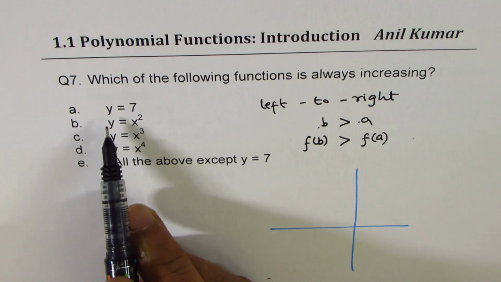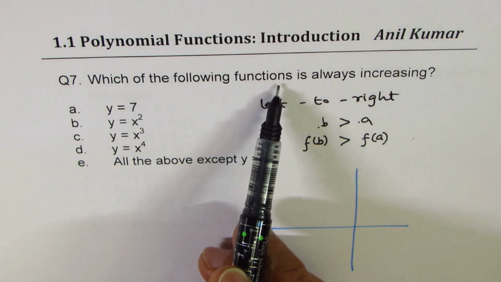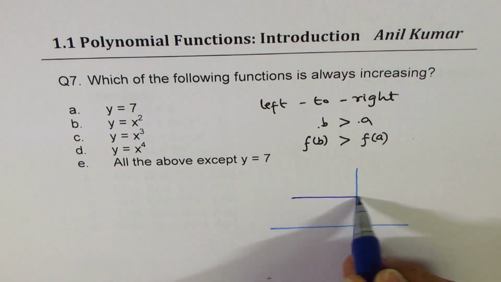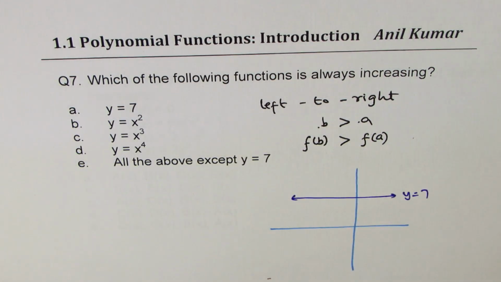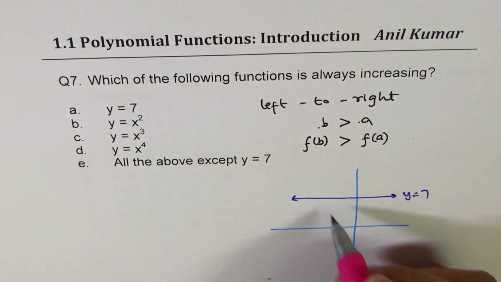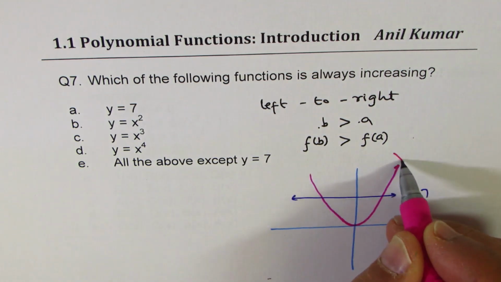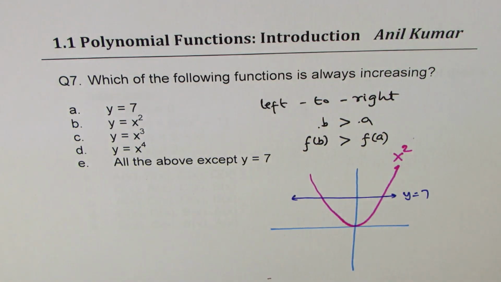The very first option is y equals 7. Now y equals 7 is constant. It is never increasing. So this is y equals 7, and that is not the function. The second one is y equals x squared. Now y equals x squared decreases. Do you see that? So this is x squared. It decreases and then increases. So that's not the result we are looking for.